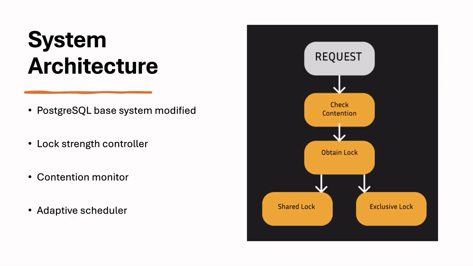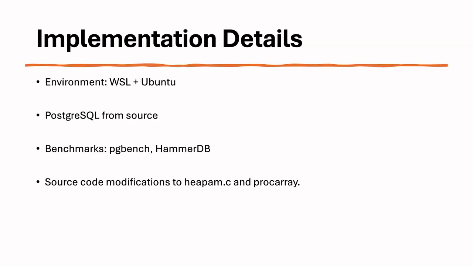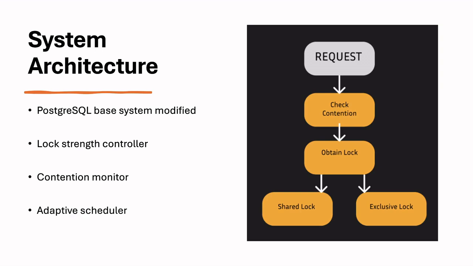This slide shows the architectural changes of PostgreSQL for our system. First, we have a lock strength controller to decide how strong a lock should be. Then we have a contention monitor that constantly checks the system load, and an adaptive scheduler that coordinates the transactions based on those insights.